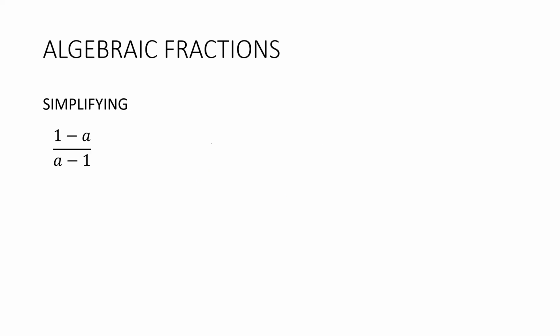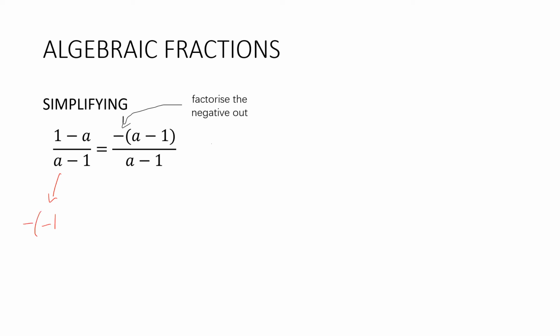This is a really good skill to have. Can you see that we have the same terms, top and bottom, but they're opposite in sign? So we can actually factorize the negative out. Now if that's too quick for you, I'll show you the intermediary step. Let's go down here. So this is just the numerator. Factorizing the negative out gives me this, which I can then turn around.